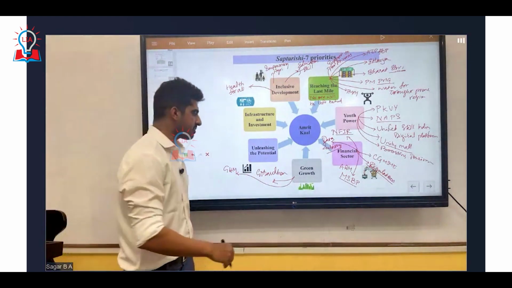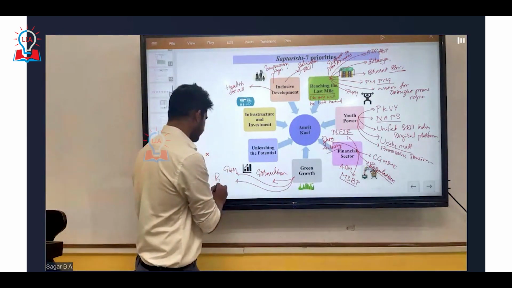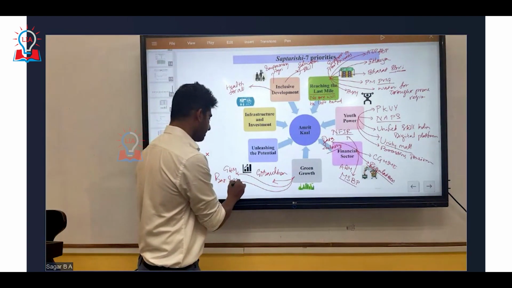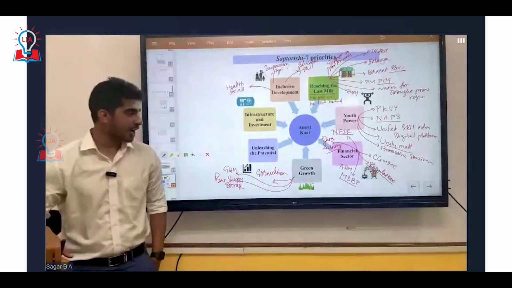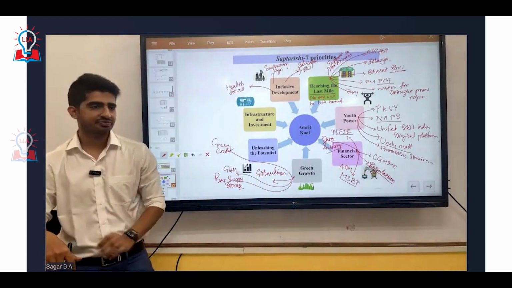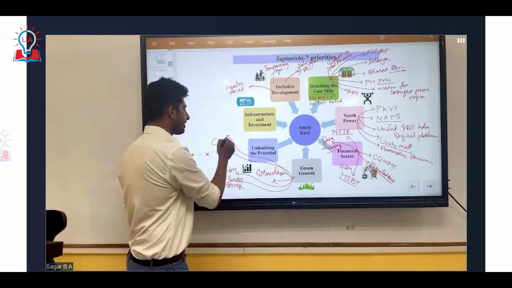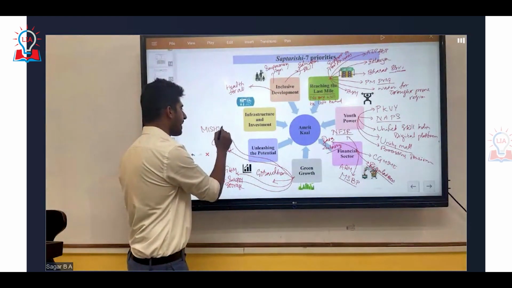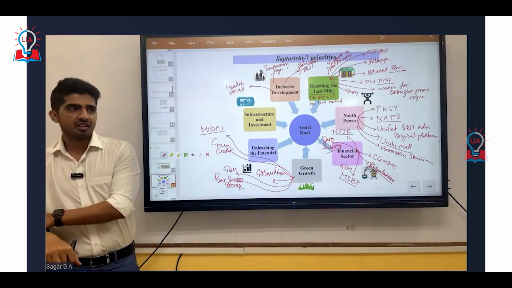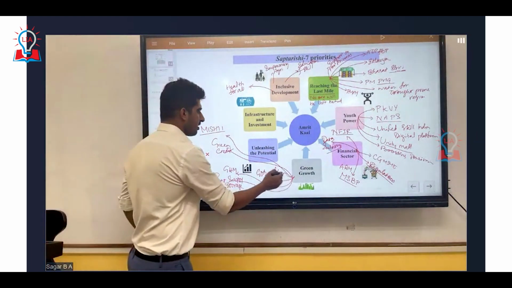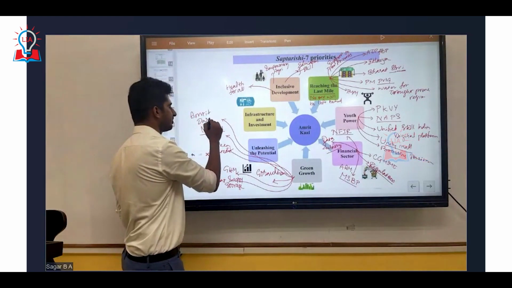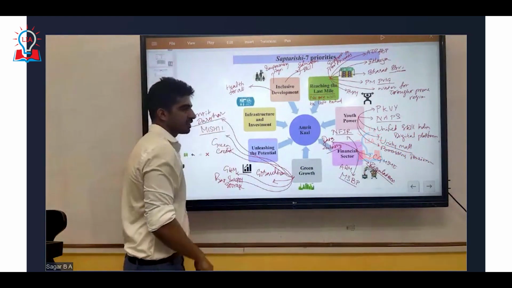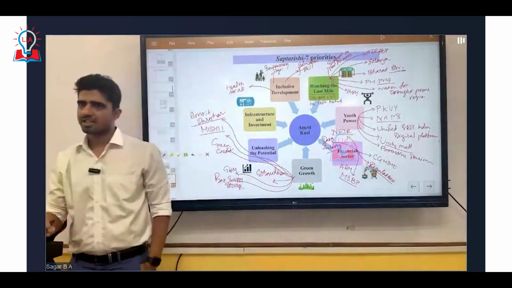Battery energy storage systems. Green credit program. MISTI. Heard of it? What is this for? Mangroves. MISTI. One more. Amrit Dharohar. What are these things? We will take up in the chapter itself.